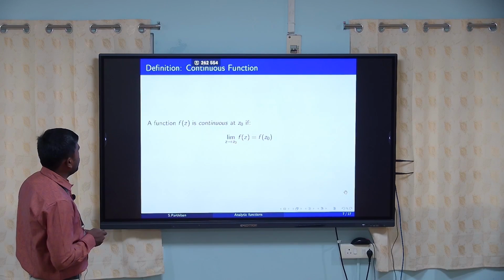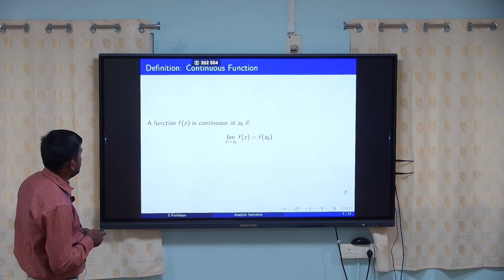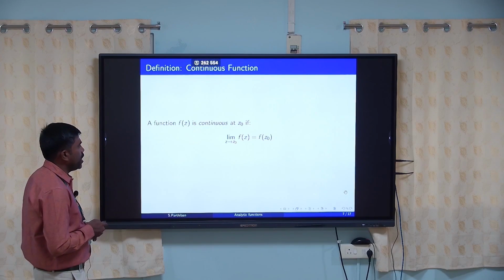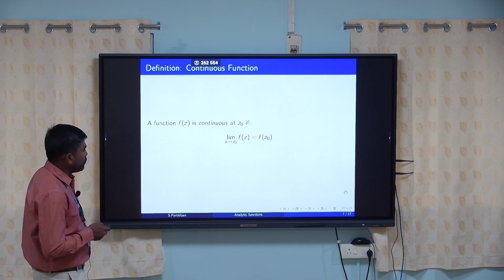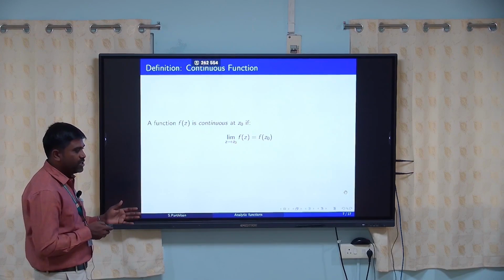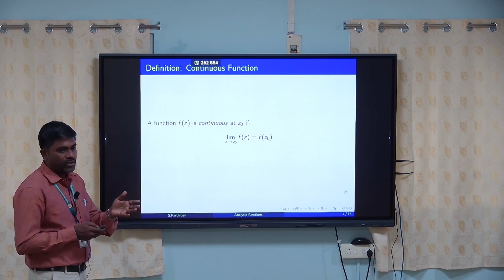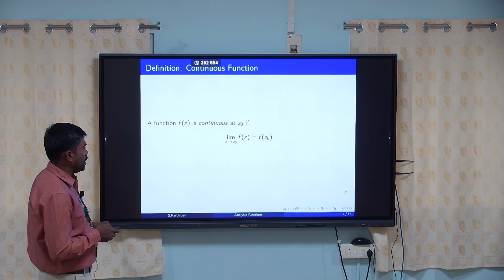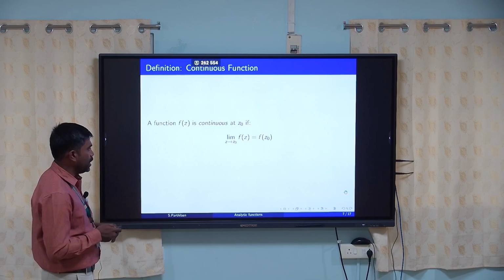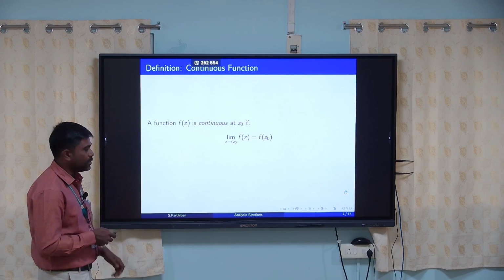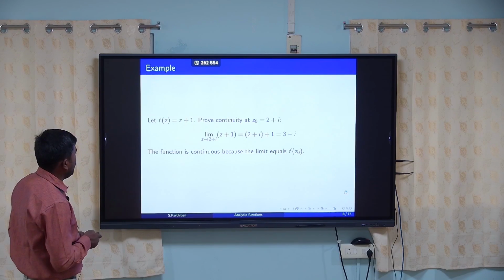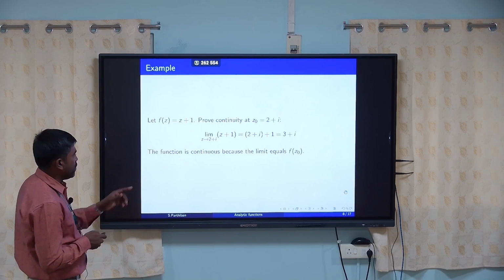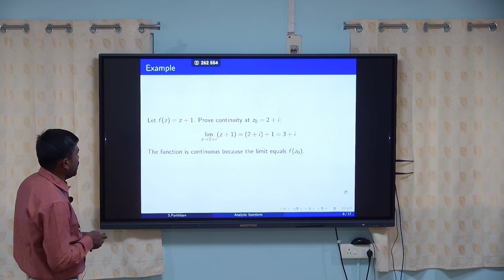Next we move on to the continuous function definition. A function f of z is continuous at z naught if limit z tends to z naught f of z is equal to f of z naught. This definition is equal to the definition of limit, where we replace L with f of z naught. Let us see the example. The function is continuous because the limit value f of z naught is equal to 3 plus i.